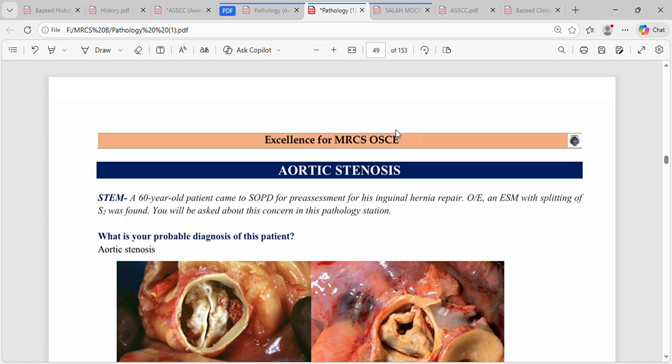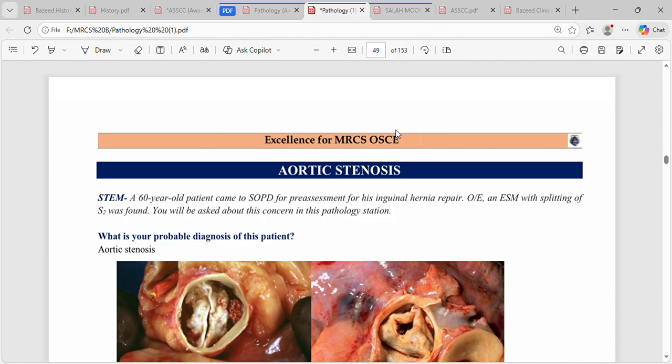Okay, so today we are going to discuss the pathology of aortic stenosis. A patient came to surgical OPD for pre-assessment of his inguinal hernia repair. On examination, an ejection systolic murmur with splitting of S2 was found, and you will be asked about this in this pathology station. So what is your proper diagnosis of this patient?